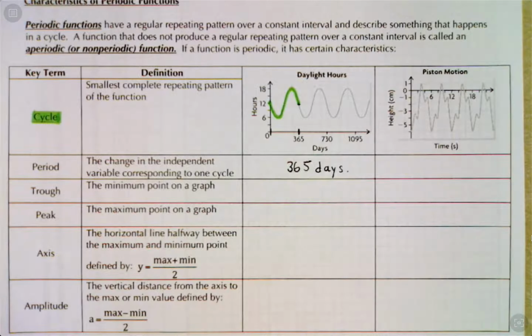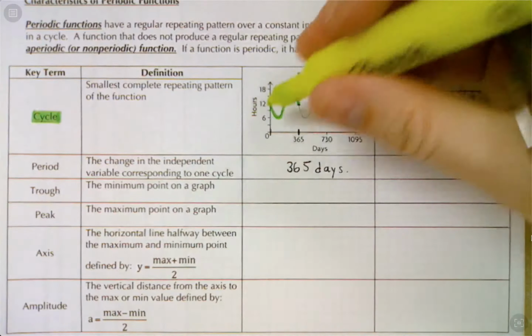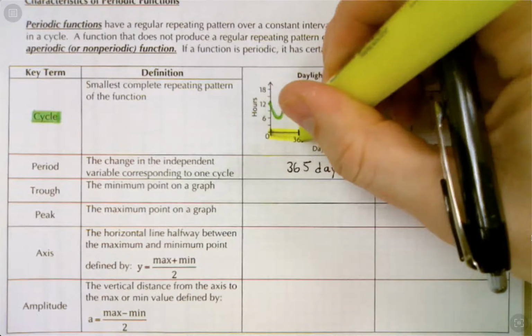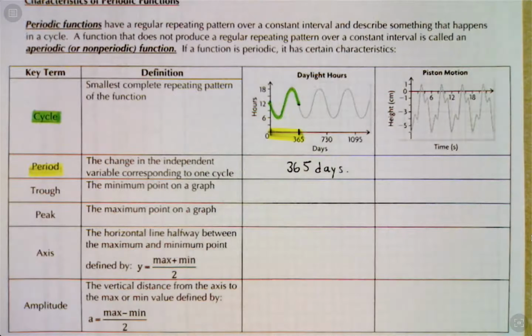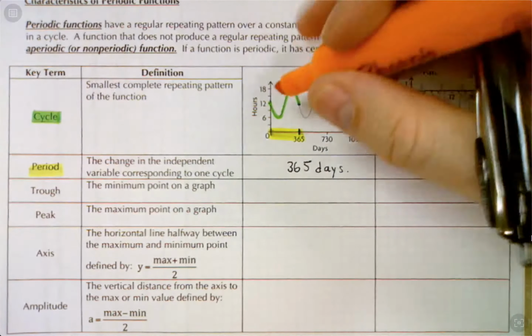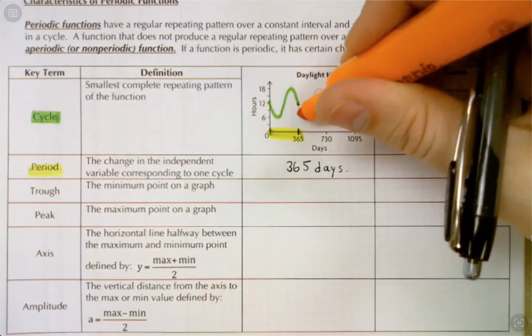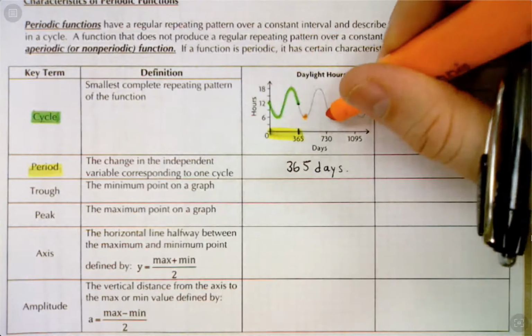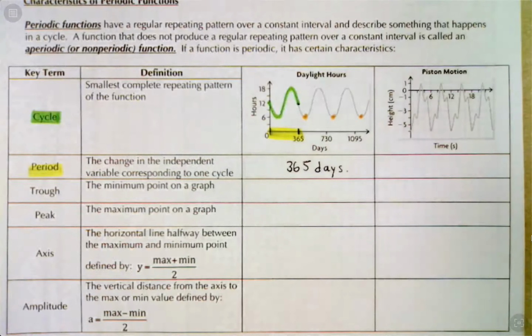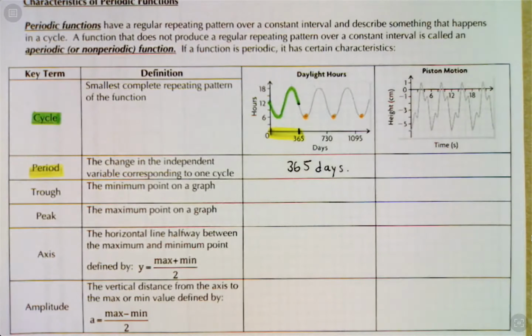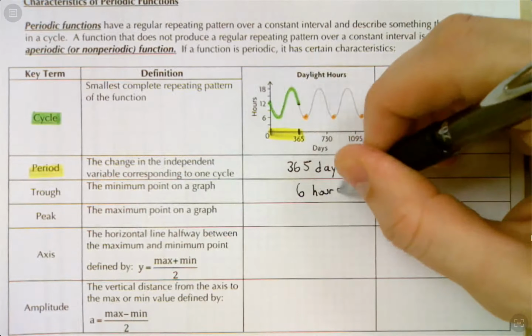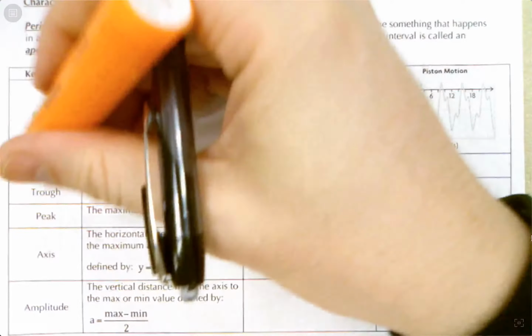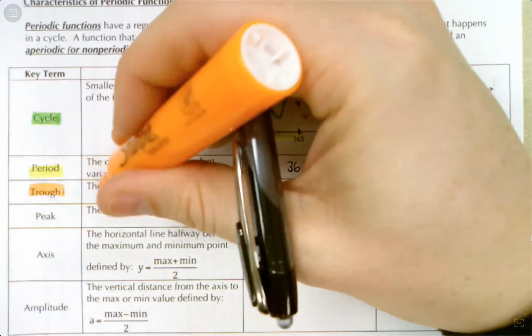Trough is the minimum point on a graph. Yeah, let's use some colors here. So here's the period. Trough is the minimum point on a graph. So here we go. The minimum point, I'm just going to draw it over here. The minimum point's there. It's also here and back here. I'm just not going to go over the green. And that's 6 hours. That's the trough, now more commonly called the minimum.